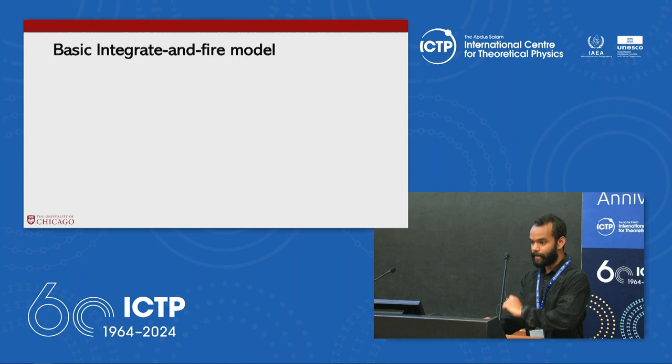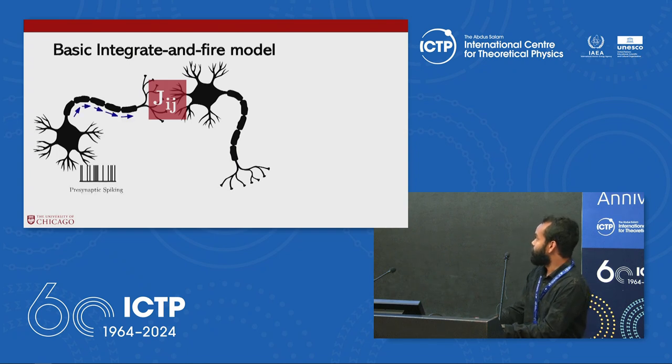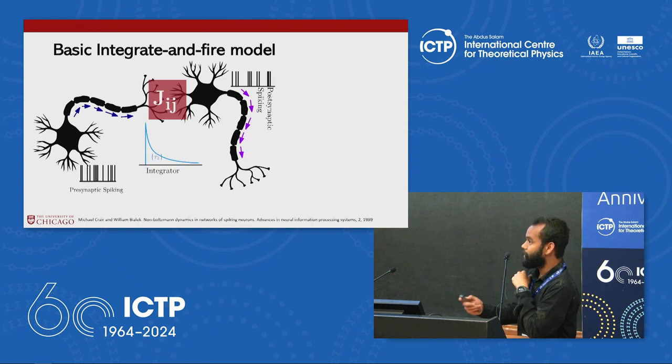So let's look at the basic integrate-and-fire model of neurons, where neurons have certain connections between them. And the way these neurons store memories is by changing these connections. That's what we call the neurons being plastic. The way the changes happen is you have a presynaptic firing, the signal travels, and then there's a postsynaptic spiking.